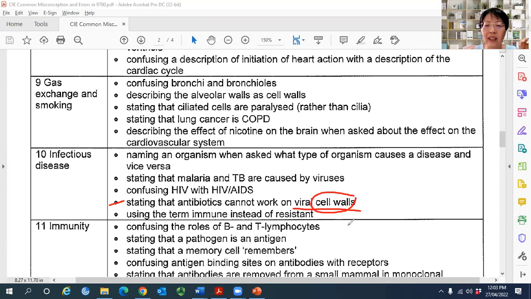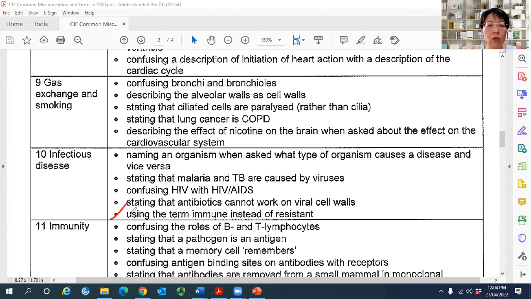Virus got no cell wall. That's the problem. Virus got protein coat. So antibiotics cannot work on viral protein coat, correct? This is a common mistake among students. You keep on appearing again and again here, right? Virus got no cell wall, only plant cells and bacteria cells got cell wall, full stop, enough, no virus.